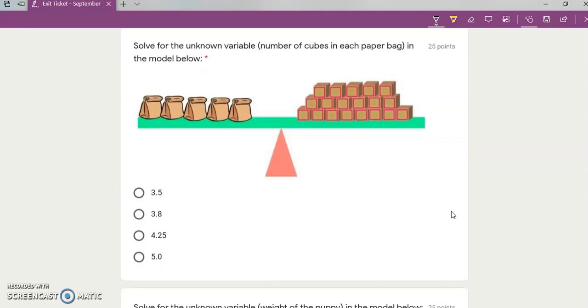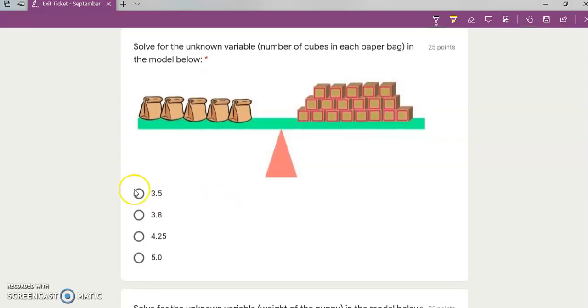Okay, on to the next one. We're trying to solve for the number of cubes that go in each one of these bags. So I have 1, 2, 3, 4, 5 bags. So again, I can put the 5 with the small letter b, because that counts for the bags variable. And then over here I have 1, 2, 3, 4, 5, 6, 7, 8, 9, 10, 11, 12, 13, 14, 15, 16, 17, 18, and 19. So the 5b that's on that side is equal to the 19 cubes that are on this side.